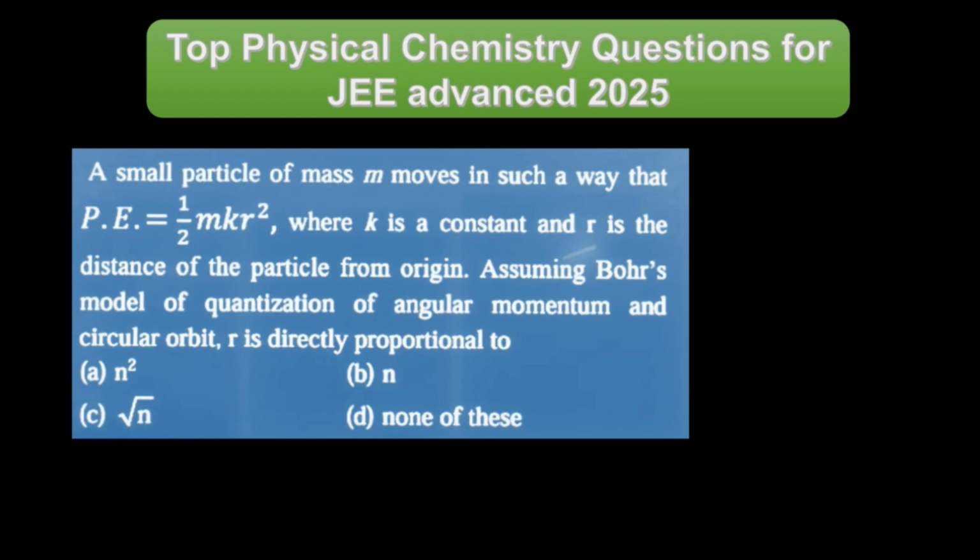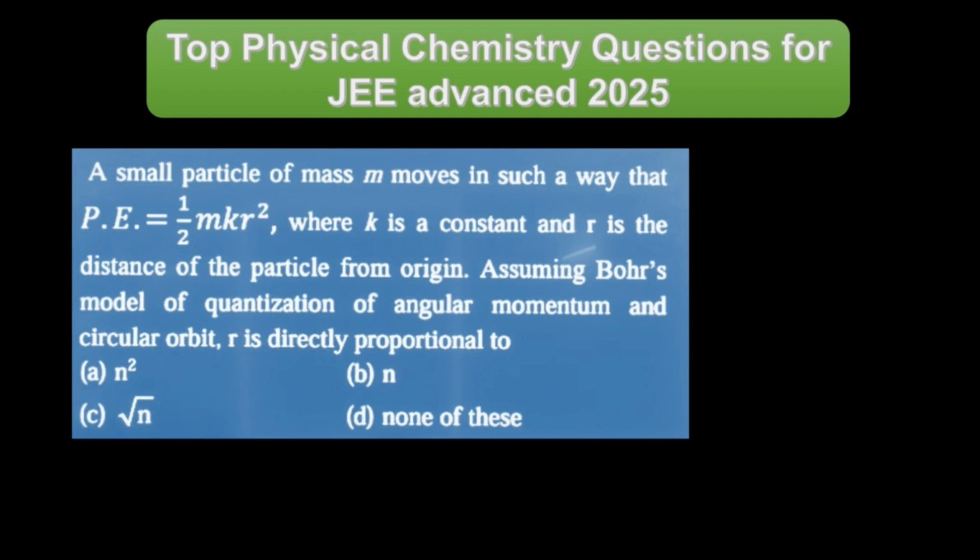A small particle of mass m moves in such a way that P is equal to 1 by 2 mkr square, where k is a constant, r is the distance of the particle from origin. Assuming Bohr's model of quantization of angular momentum and circular orbit, r is directly proportional to. So if you know the formula, then this is a cakewalk. This is not a usual formula we use for JEE Main, that's why I chose this question.